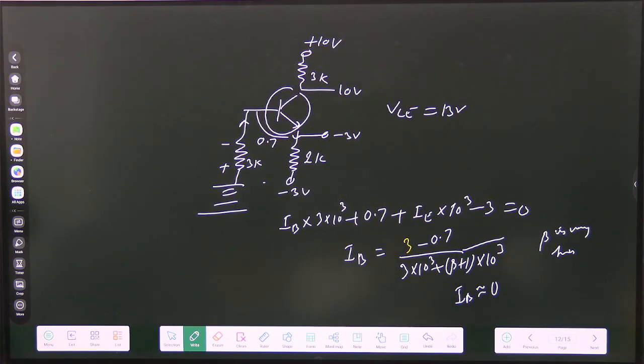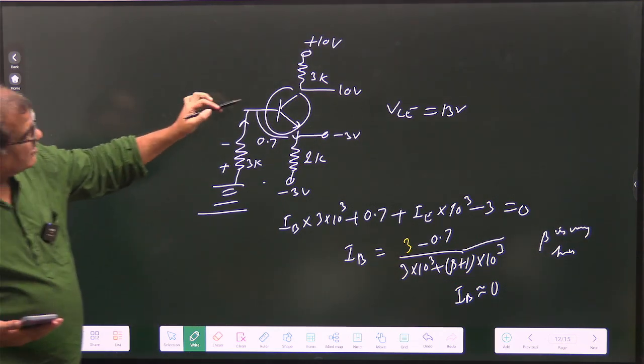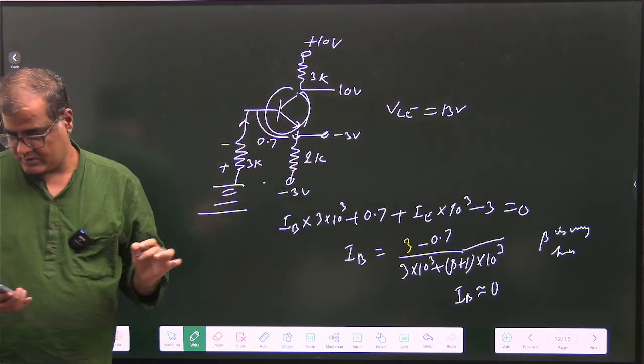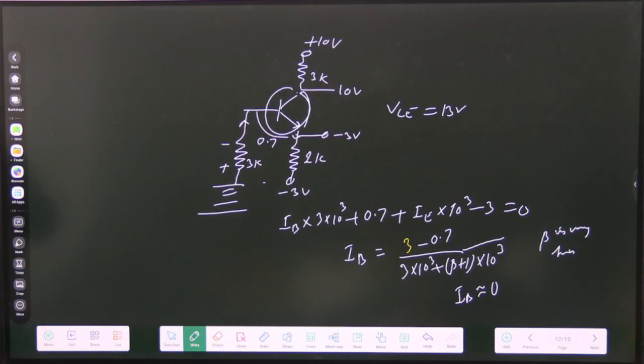VC is asked. What did they ask? Collector voltage with respect to ground. So with respect to ground, where is it here? You can find this with respect to this, you cannot find it directly. This is VCE. Okay. Let me check the answer. 1, 2, 7. VC with respect to the ground. One minute, I'm checking the solutions also.